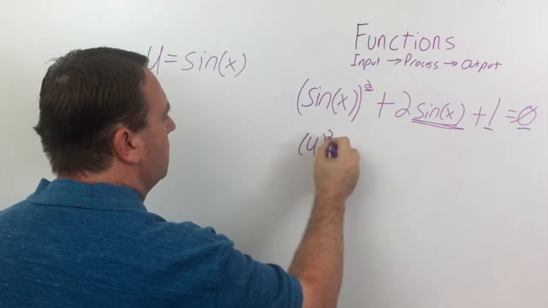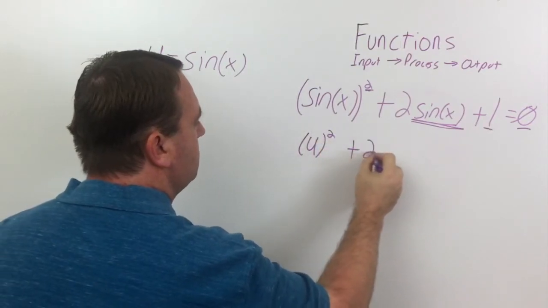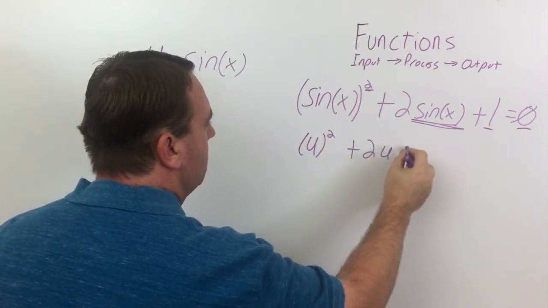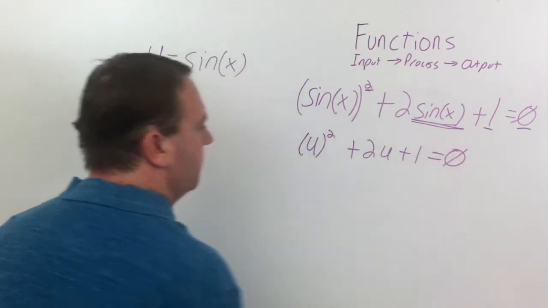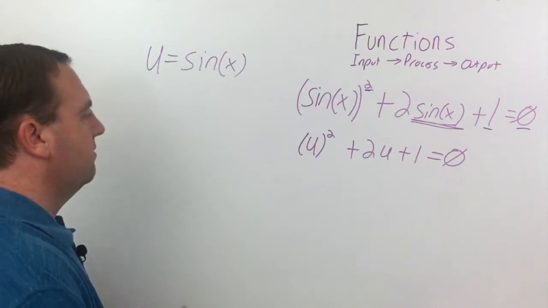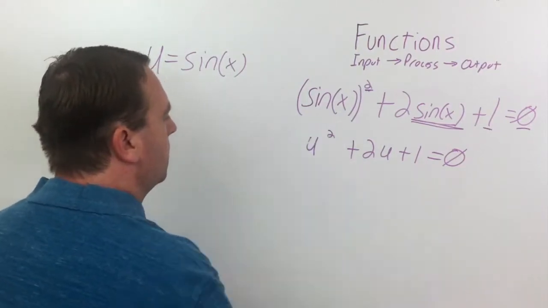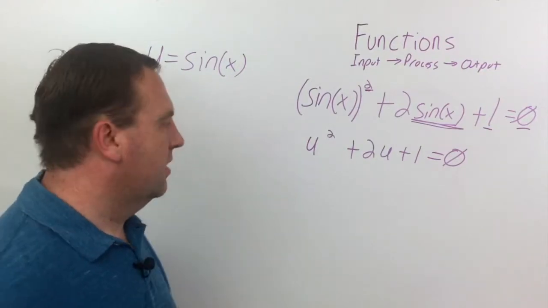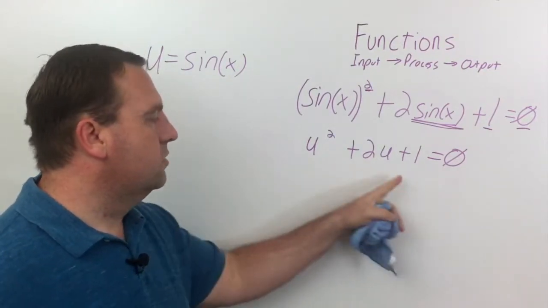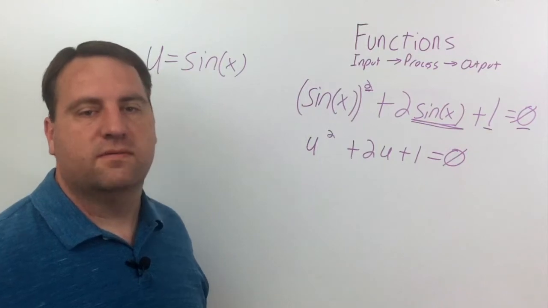Okay, so that becomes u squared plus 2u plus 1 equals 0. Now, and I don't need the parentheses anymore, now that is a quadratic equation. We're just using u's instead of x's, which the formulas don't care.